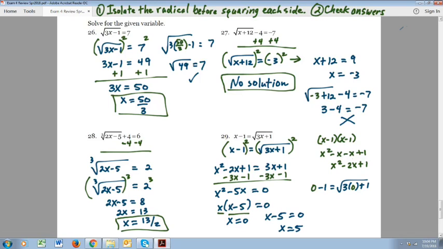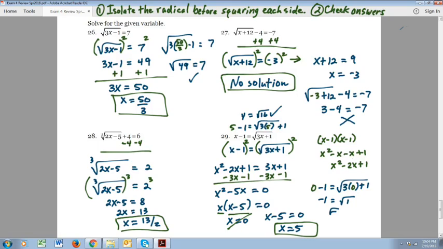Now let me check the 0. When you plug that in, you get negative 1 equals the square root of 1. And that's not true, that's false. And so the 0 doesn't check. Let's try the 5. So 5 minus 1 equals the square root of 15 plus 1, that's 16. You're going to get 4 equals the square root of 16, and that's true. And so the only correct answer here is the 5.